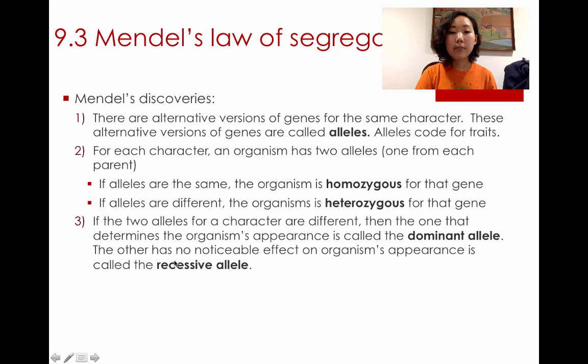The allele that you can't really see, if you have two different alleles, is called the recessive allele. So the blue eyes would be recessive, and the dominant allele would be brown because you only see brown.